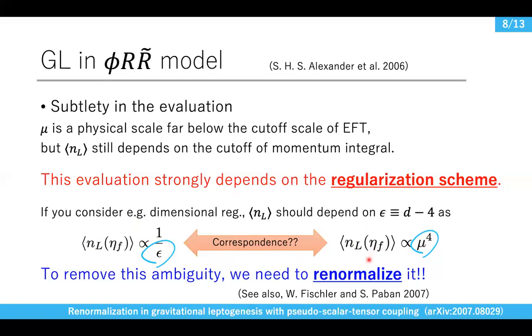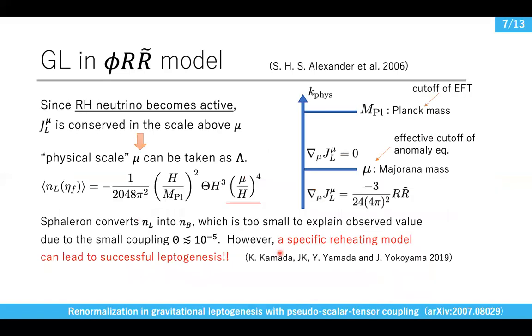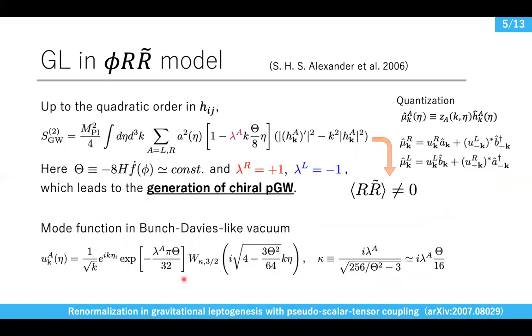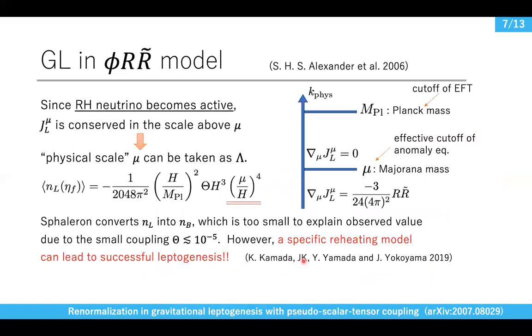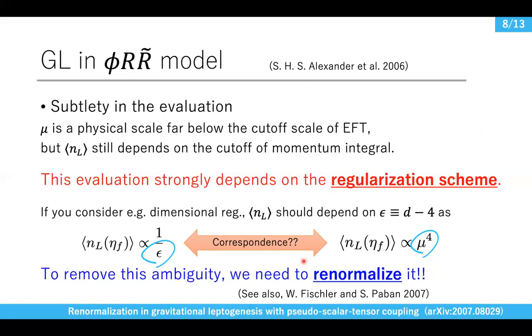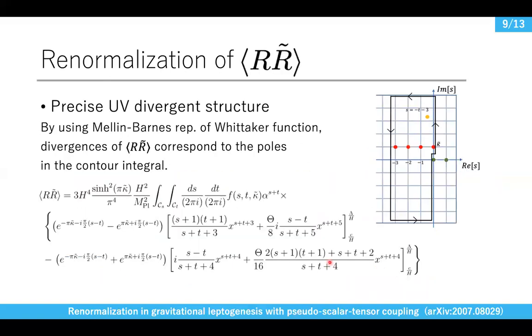And we should note that this problem was first considered by Fischler and Paban in terms of the effective action of the graviton. But in this work, we explicitly perform renormalization with this Bunch-Davies-like mode function. So I think it should be easier to follow our calculation. And for example, the whole UV dependence of our integral is clarified for the first time in our present work.